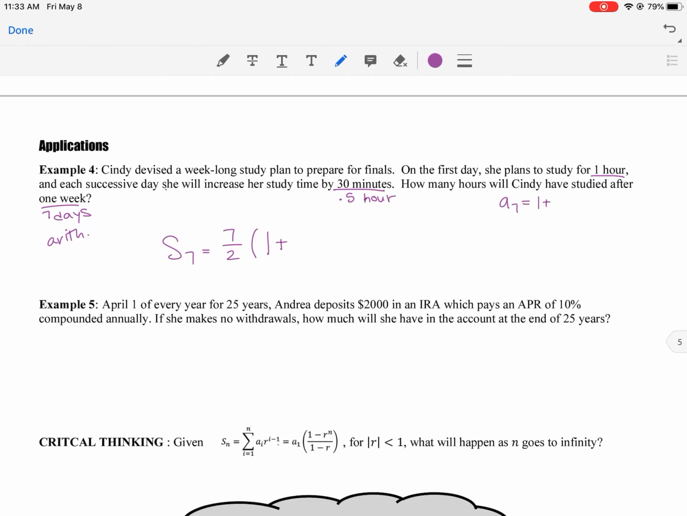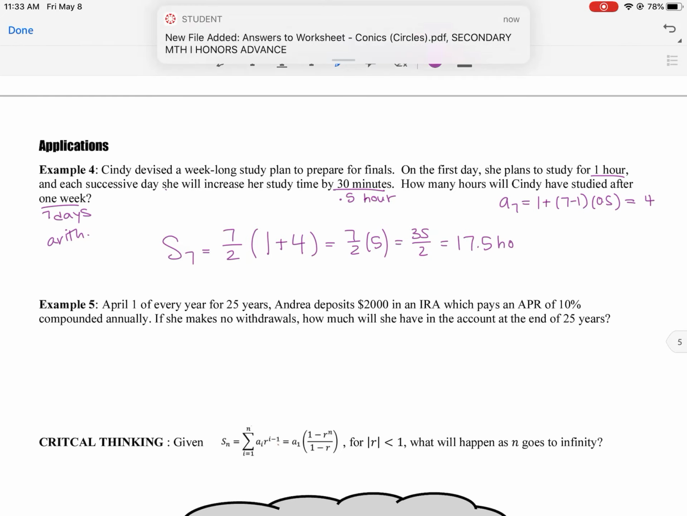So on the 7th day, we start with 1 hour. We do 7 minus 1 times 0.5. And we end up with 4 hours on the last day. So we get 7.5 times 5. And we end up with 35 halves, which is 17.5 hours.